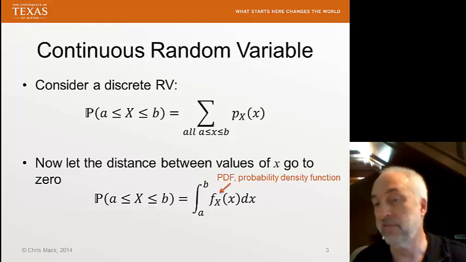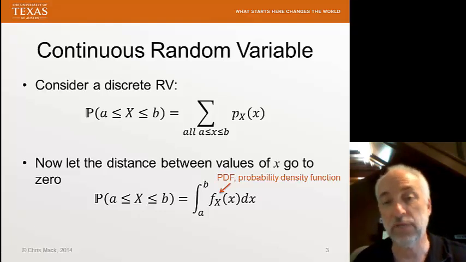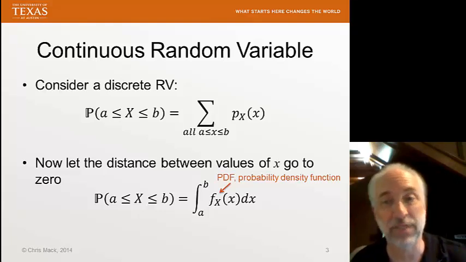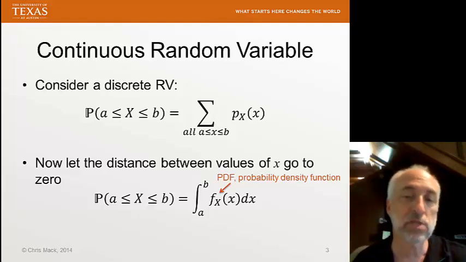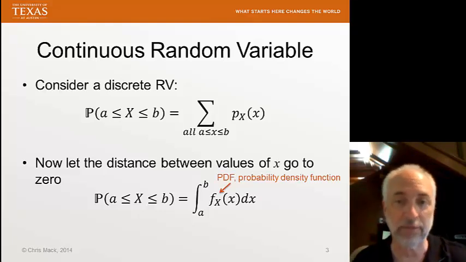The PDF, or the probability density function, is given by the letter F instead of the letter P. We use the same subscript X to represent whatever random variable we've defined. If I define the random variable to be W, then I would have F sub W.